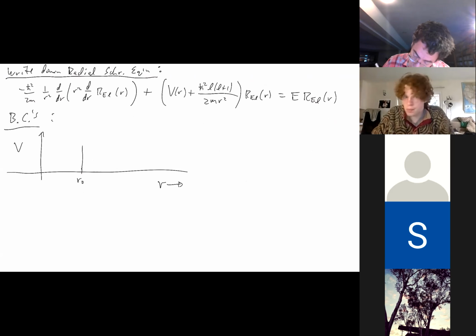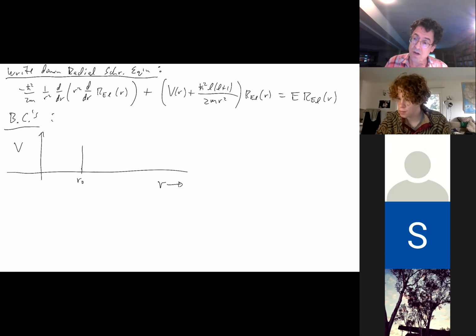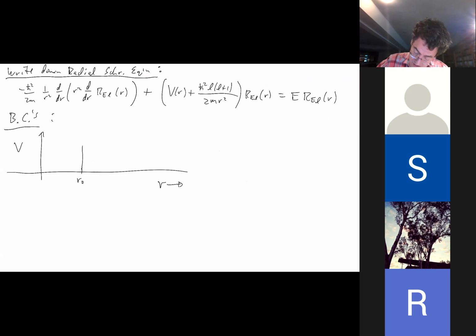So right here at r naught, the potential goes to what? It's a hard ball? Infinity. Yes. And over this whole region, it goes to infinity. And then over this region, it's 0. So these are two regions. We've got to set them up. This is region 1, and this is region 2.